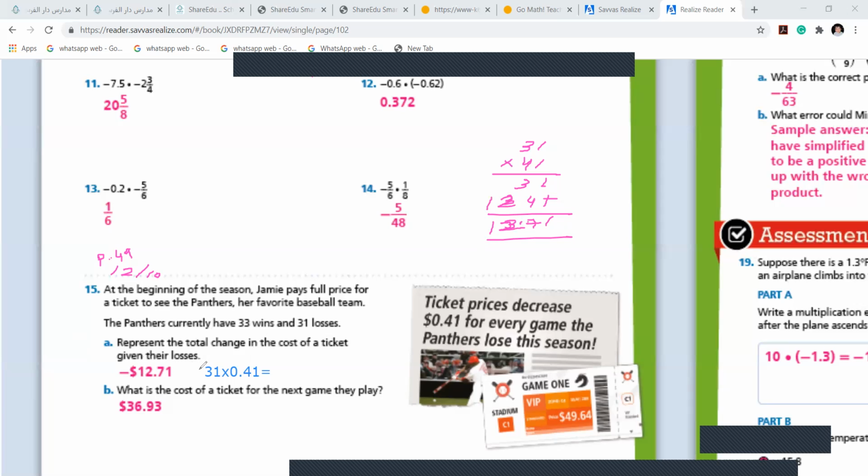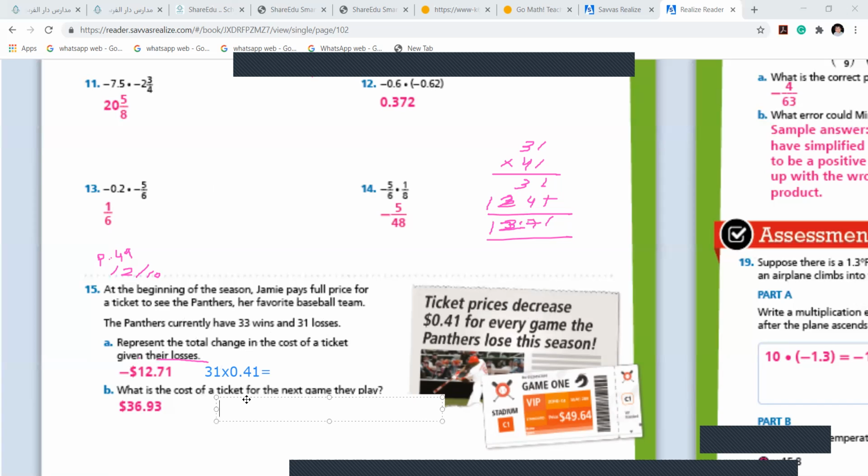You understood why I multiplied? Because clearly it's given. You need to represent the total change in the cost of a ticket given by their losses. When they ask you about how much the cost of the ticket was decreasing, here they have told us ticket prices decrease $0.41 for every game, for one game. But here there are how many games? 31 losses means 31 games. He lost. So that's why I multiplied. Next question.